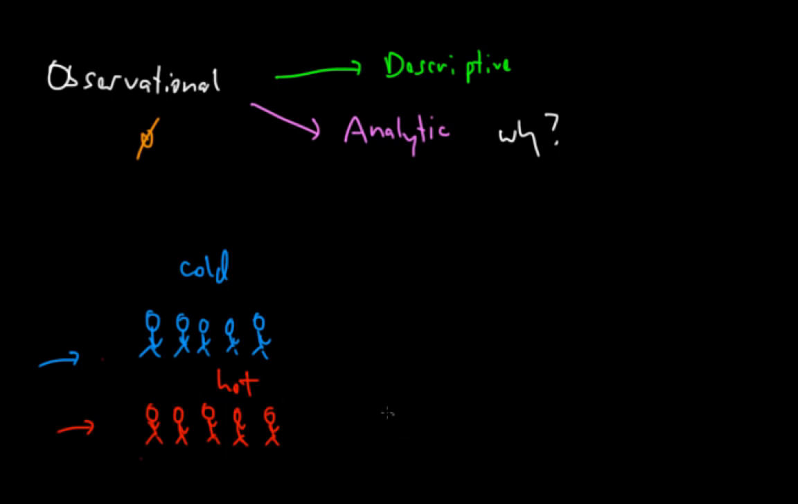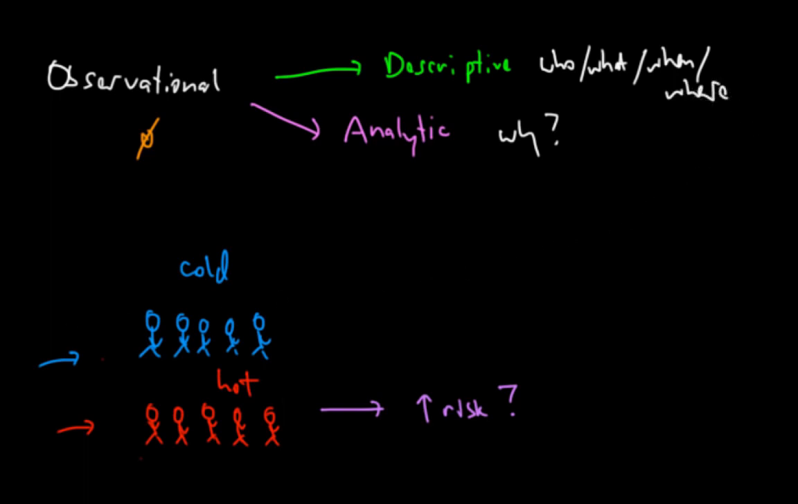So if we were to take this population of people who live in hot climates and do an analytic study, we might ask the question, why is there an increased risk of, say, lung cancer in this population that lives in hot weather? And when we do our study, we're looking for the reason why this population has an increased risk of lung cancer. A descriptive study, on the other hand, asks a different set of questions. It looks at who, what, when, and sometimes even where.